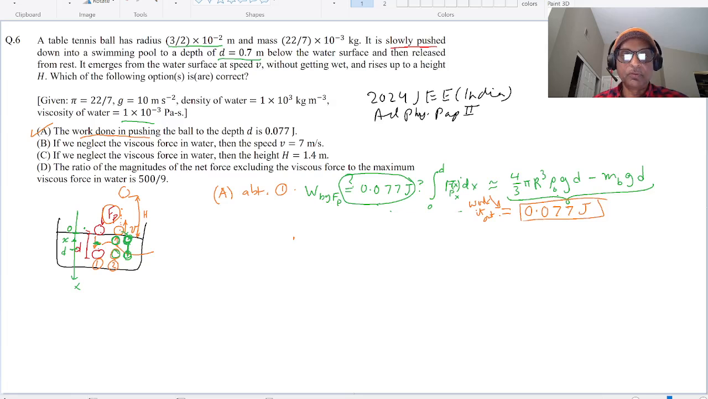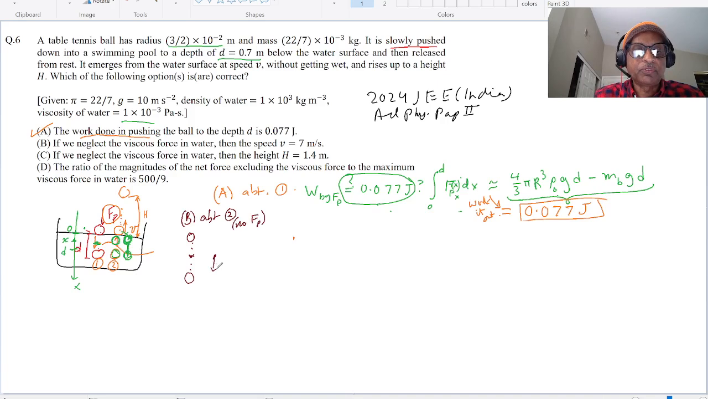Okay, so the B part, question B, is about this going up motion. If it's going up, same way we can say it's going up. So look at this point. Now there's no FP here, just let go.